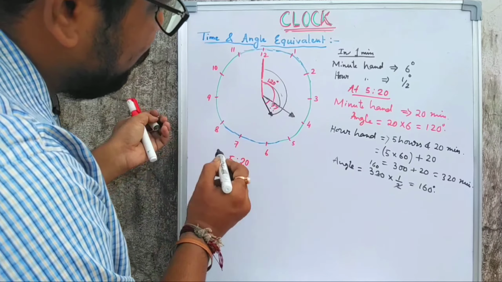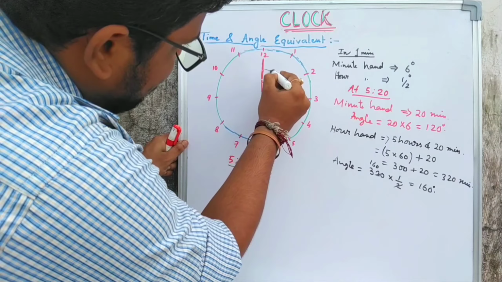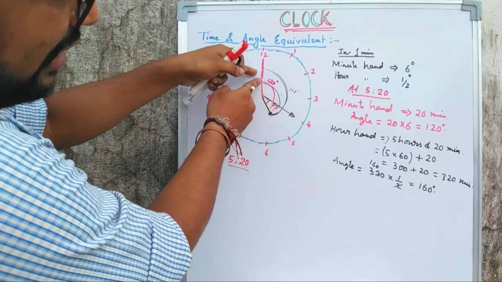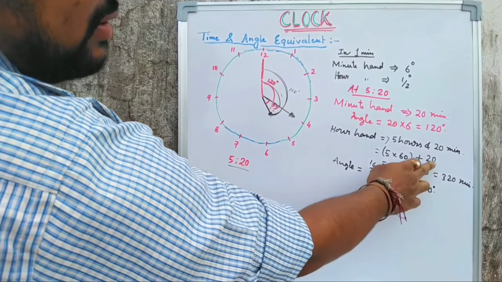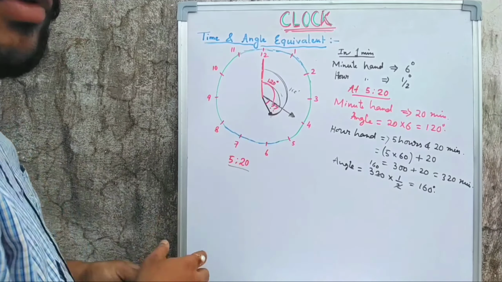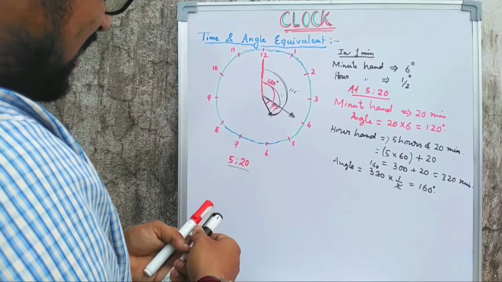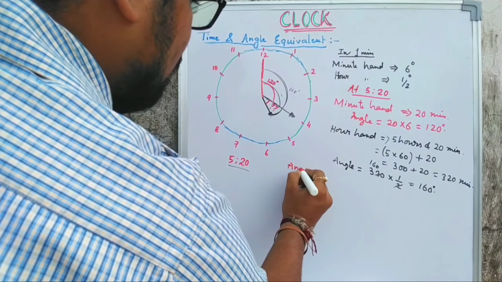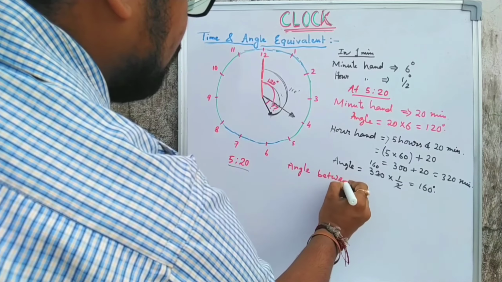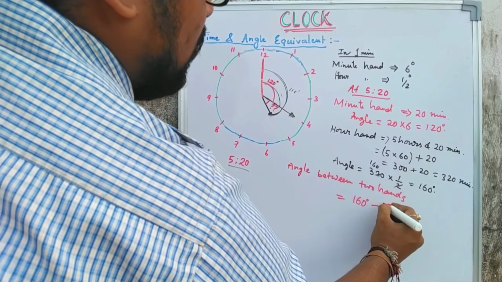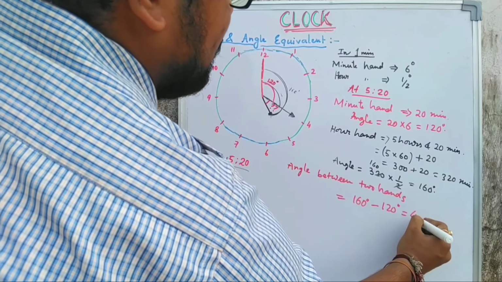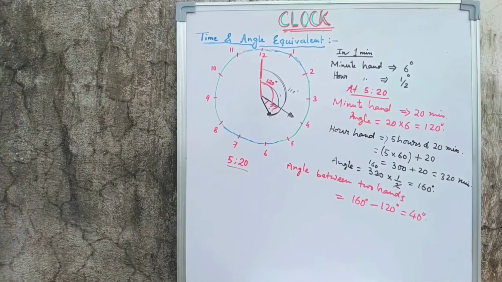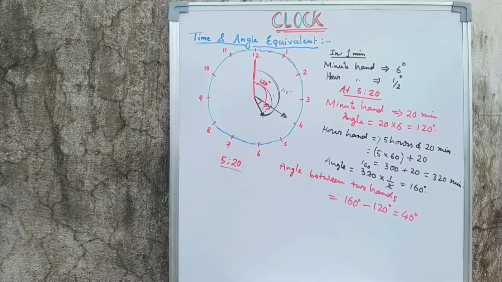Which one is 160 here? From 12 to this large angle. This large angle is 160. What is the smaller one? The large minus this 120. So 160 minus 120 is the angle between the two hands. The angle between the two hands is 160 minus 120, which equals 40 degrees. So the angle between this hand and this hand is 40 degrees. This is how you have to solve.